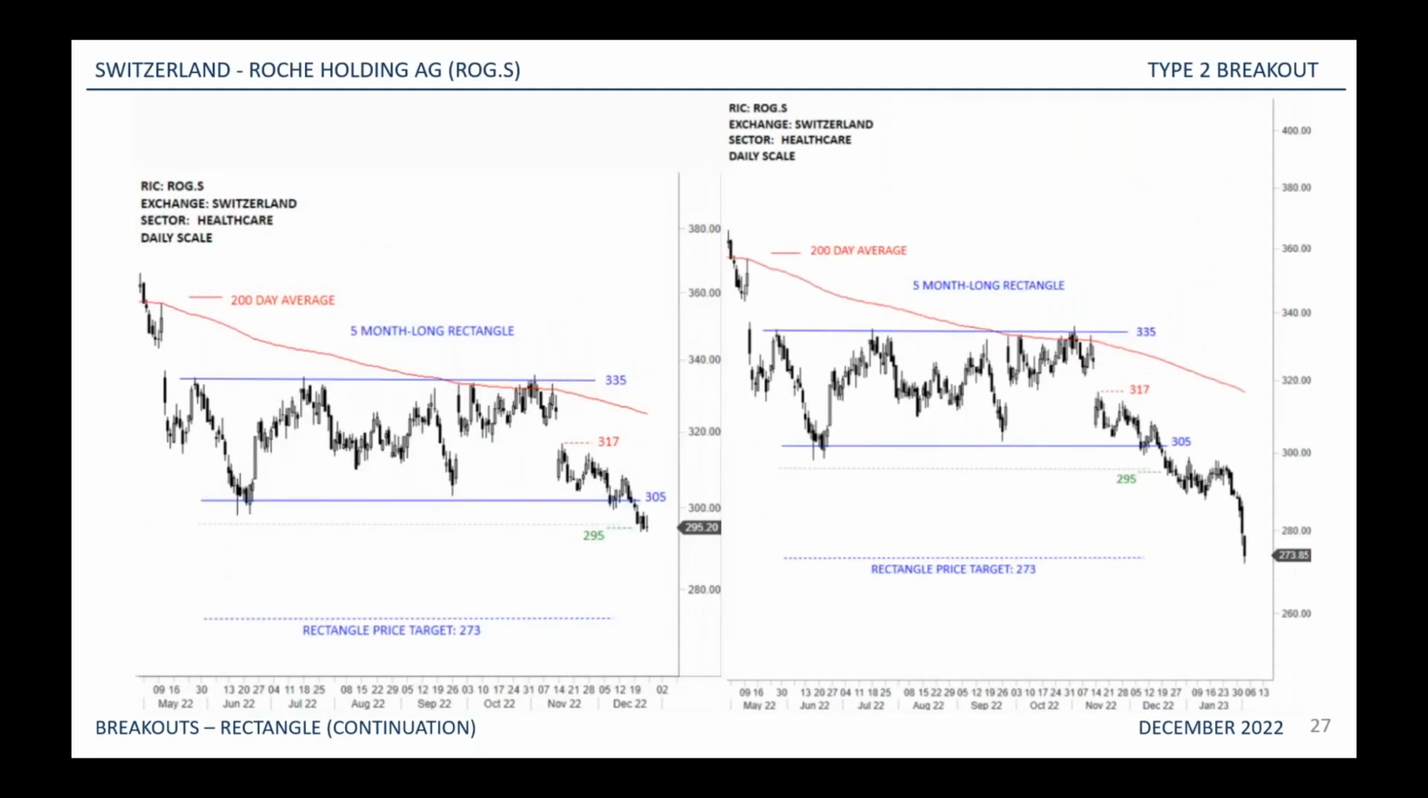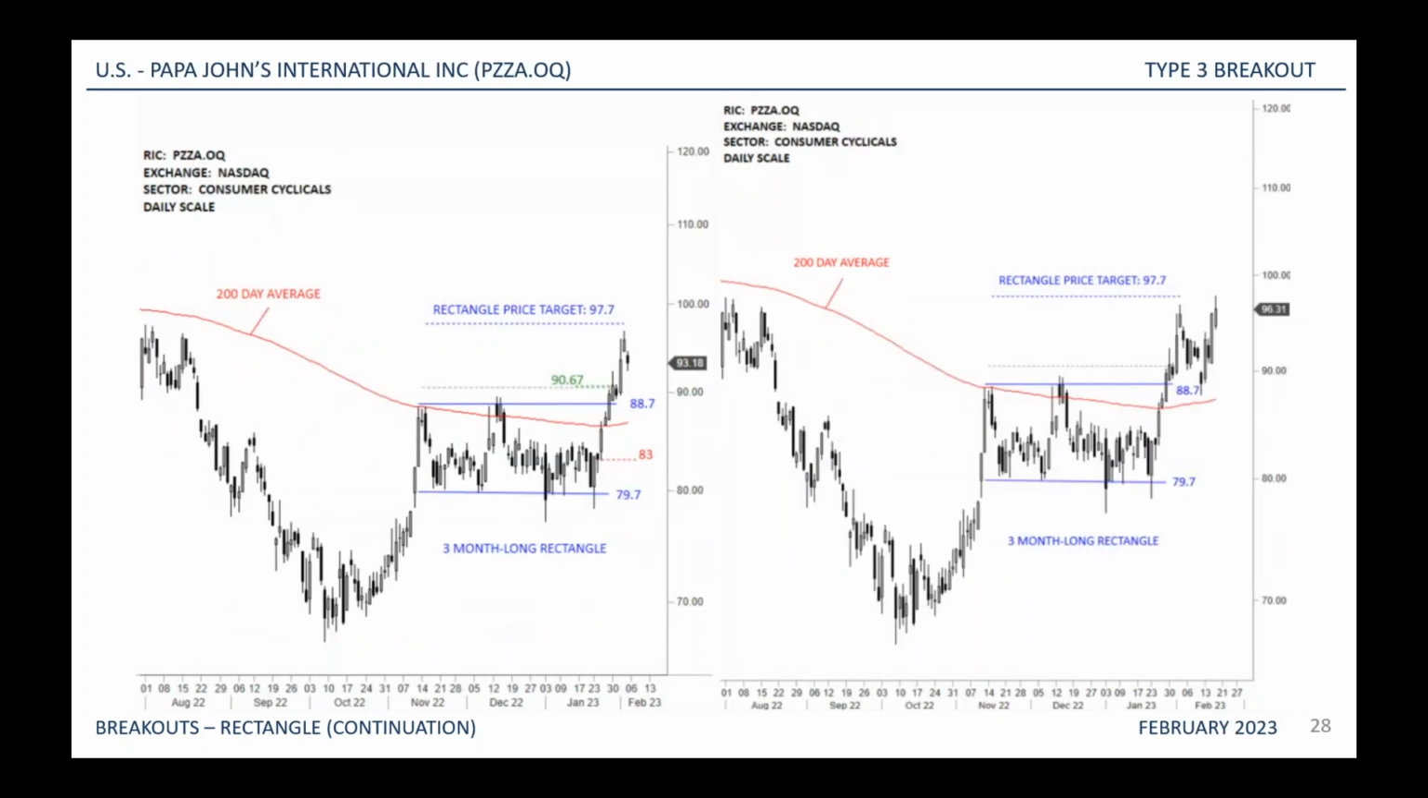Another type 2 breakout was a breakdown on the downside. You have a 5-month long rectangle here below the 200-day moving average. 1, 2, 3 tests. Breakdown takes place. Chart pattern negation: stops are above 305. Price pulls back to the pattern boundary but doesn't challenge anything above that, and then continues lower to test the price objective. So this was a type 2 breakout that reached its price objective and was classified as a successful move, a successful breakdown, yes.